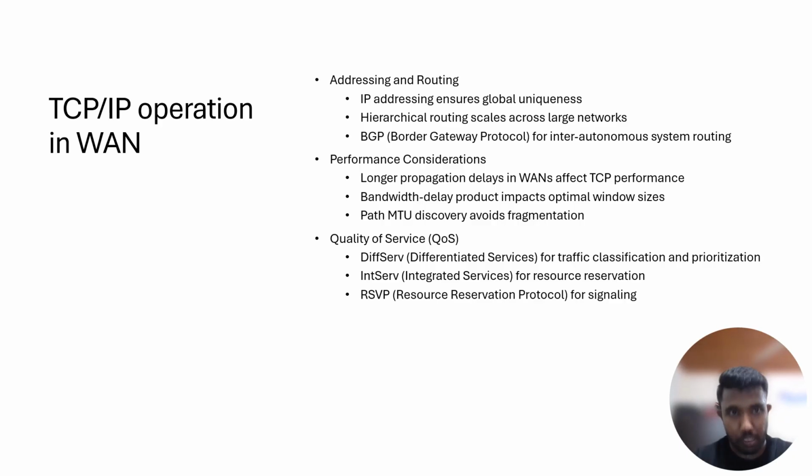And when it comes to quality of service in wide area networks, quality of service mechanisms prioritize traffic based on requirements. Differentiated services classifies and manages traffic by type. Integrated services reserves resources for specific traffic flows. Resource reservation protocol handles signaling for resource reservations. Let's move on to the next slide.